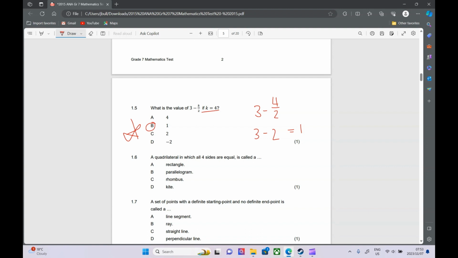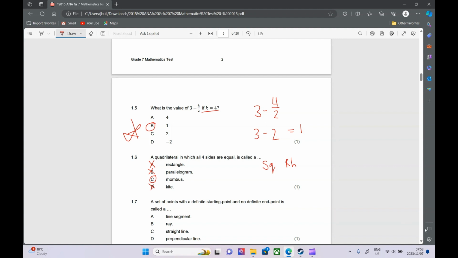A quadrilateral in which all 4 sides are equal is called, okay, so there are 2 quadrilaterals where all 4 sides are equal. It's either the square or the rhombus. Okay, it's not a rectangle because we know not all the sides are equal there. It's not a parallelogram, and it's not a kite, so it has to be a rhombus like we said.